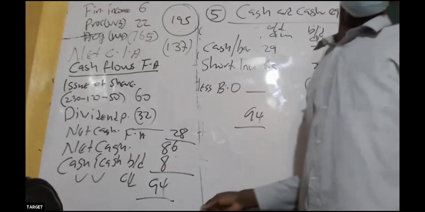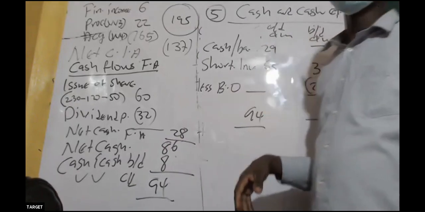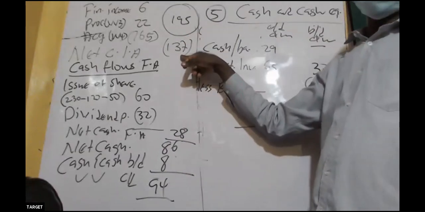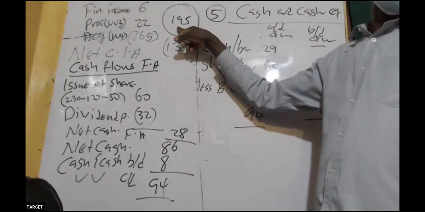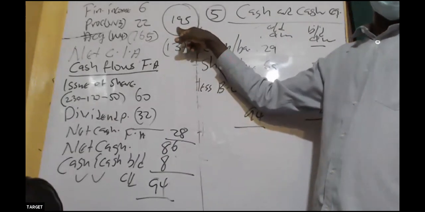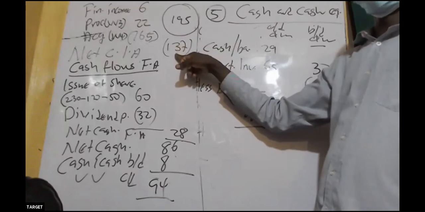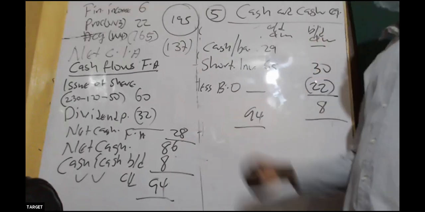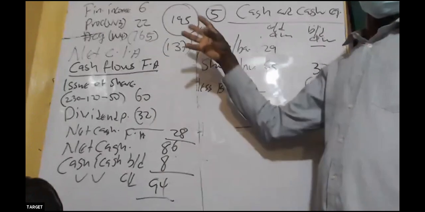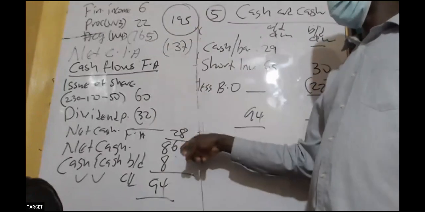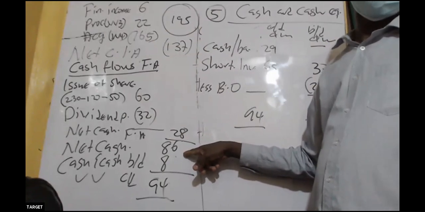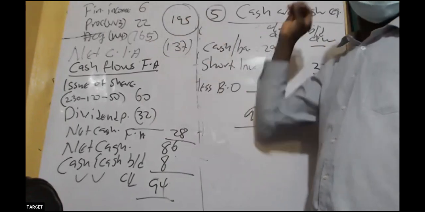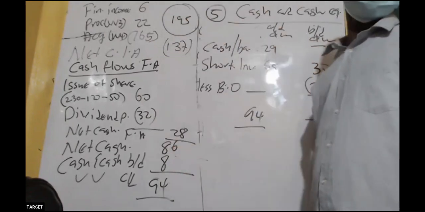Start adding them. If you add and you do not get 86, please don't change your answer. So 195 minus 137, that is the net cash flow from operating activities, plus investing, plus financing should give us 86. In the event where there are errors, don't change this answer. This one we call a comprehensive insurance. If some of these figures were wrong or the calculator gave you a wrong figure, this one you are free to go.